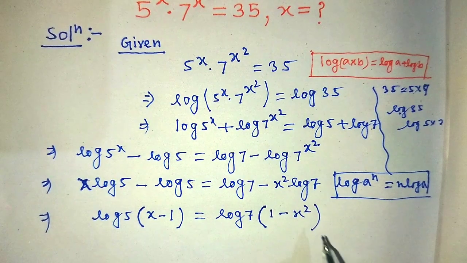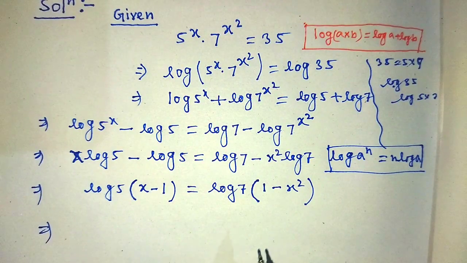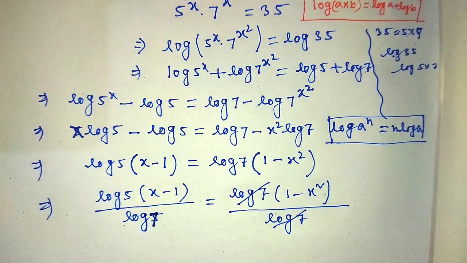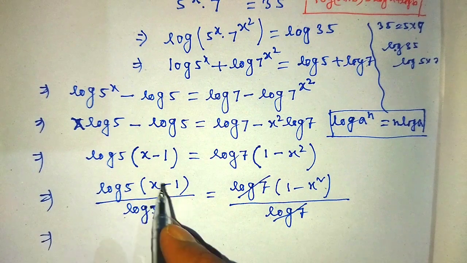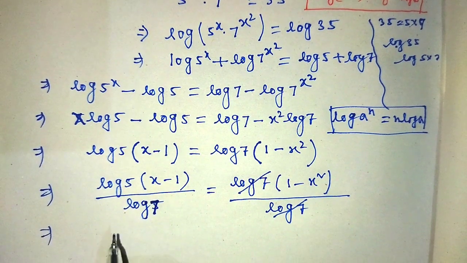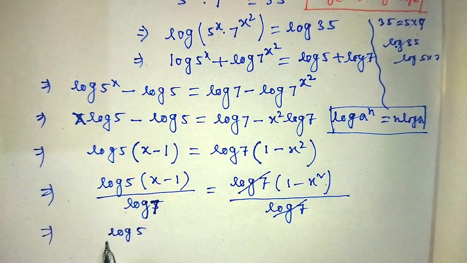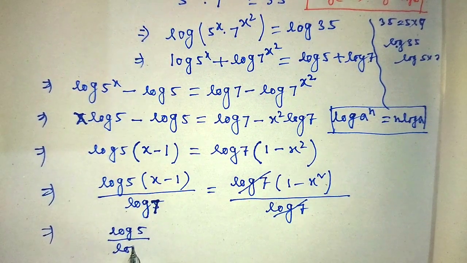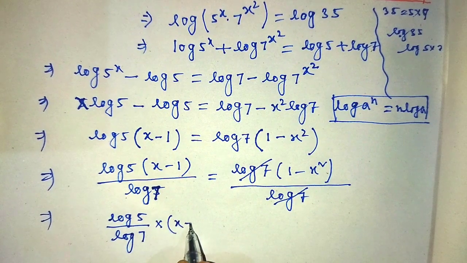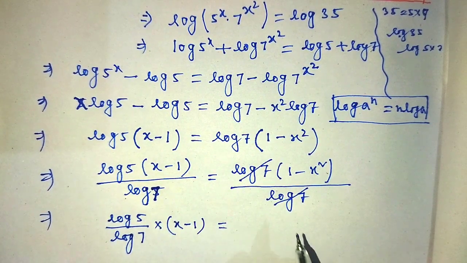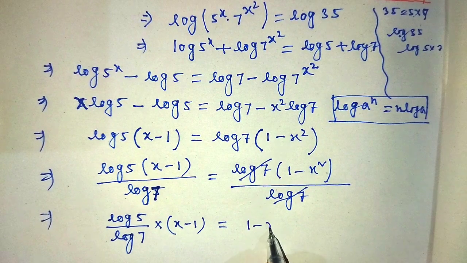Okay. So student, after that we have to divide the left hand side and right hand side of this equation by log of 7. Okay. So student, on the right hand side we have to cancel log 7 from numerator and denominator. Okay. So student, on the left hand side you have to write log of 5 over log of 7 into x minus 1 is equal to, on the right hand side you have to write 1 minus x square. Okay student.